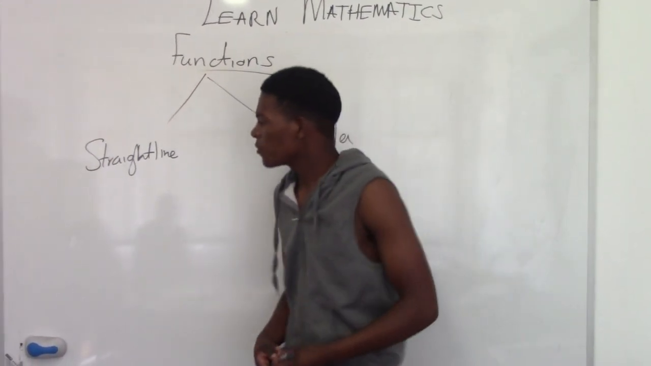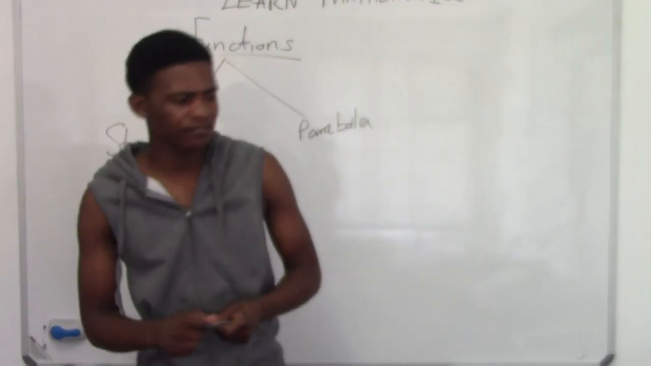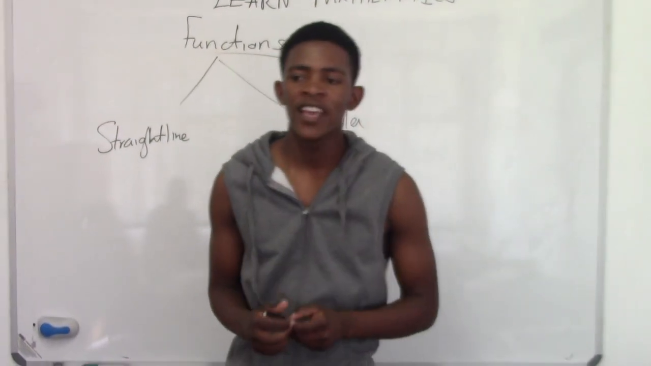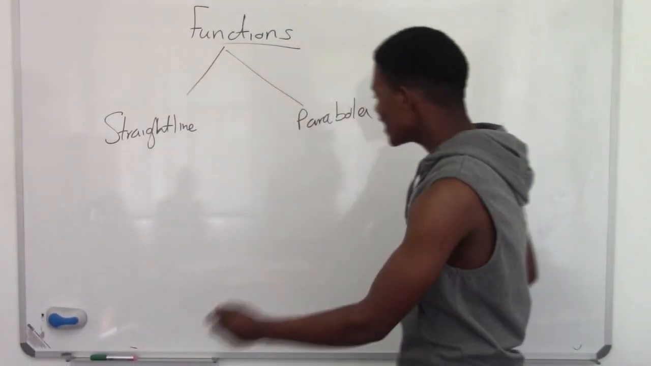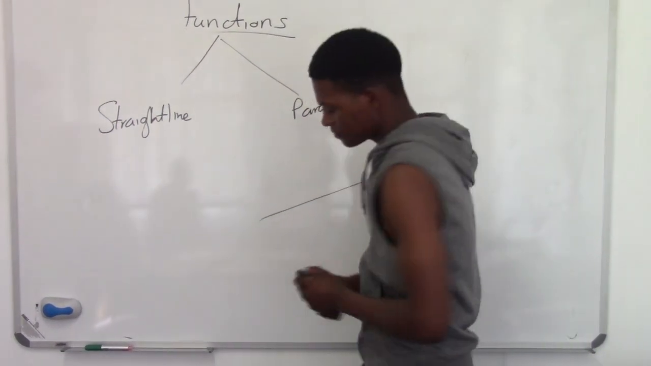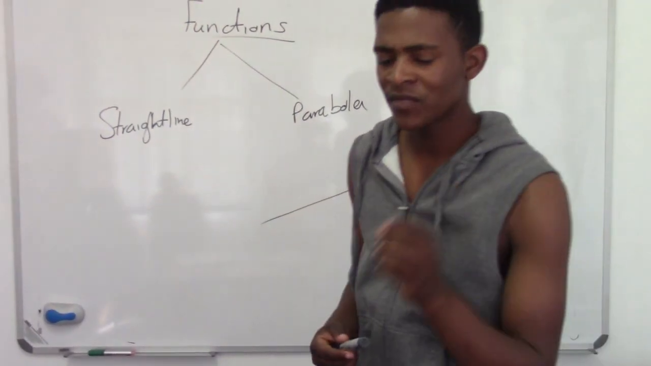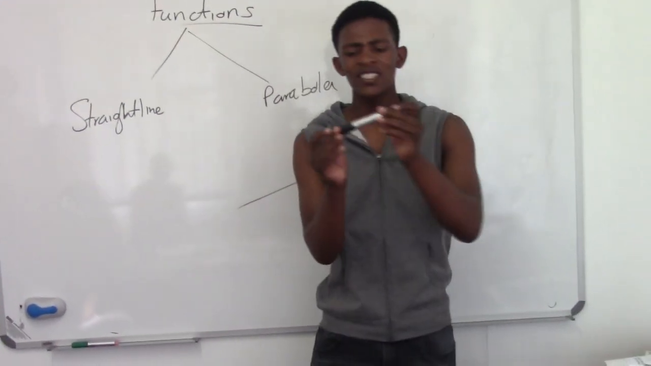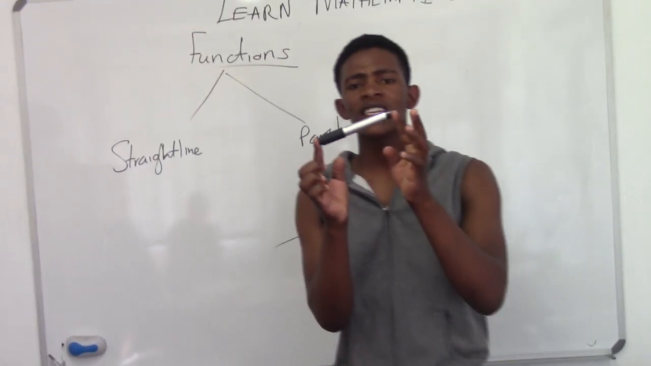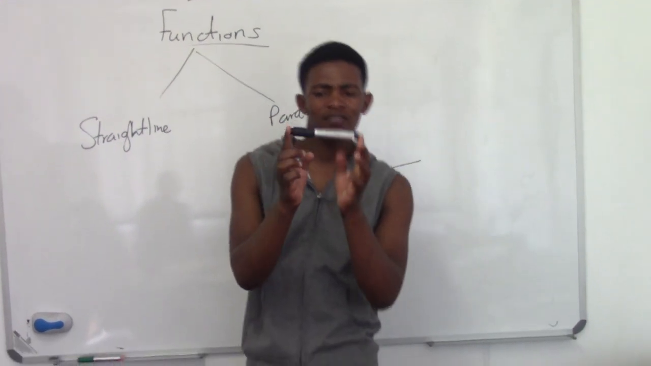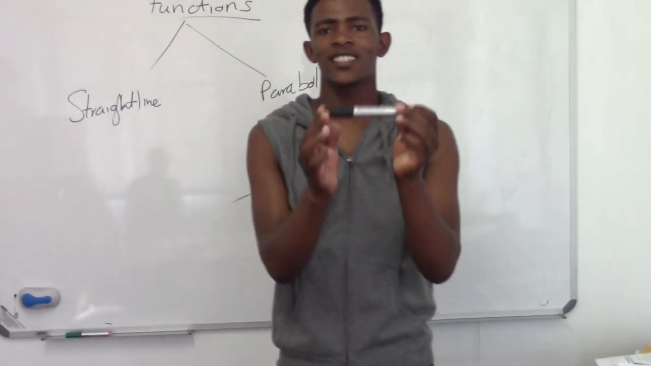So now, what is a straight line? A straight line is a line that doesn't have a what? A curve. If I take this pen, this pen doesn't have what? A curve. It's just a line, a straight line.